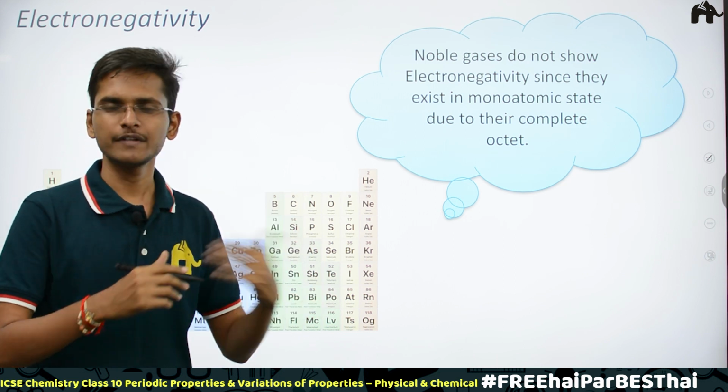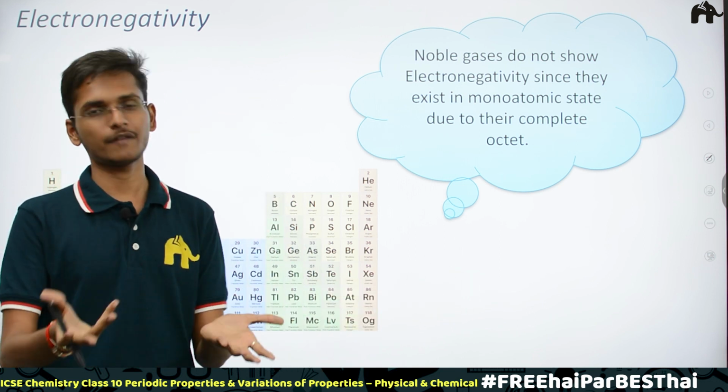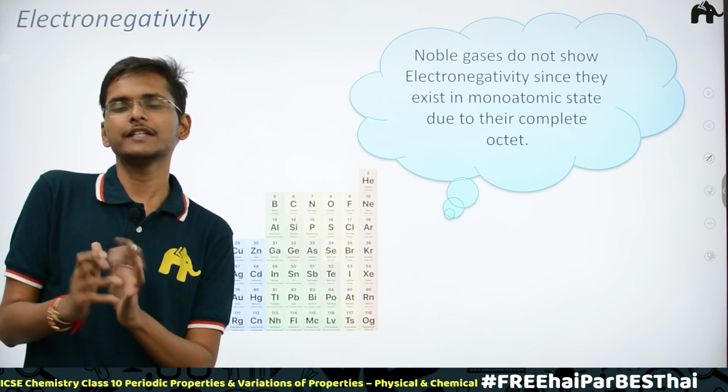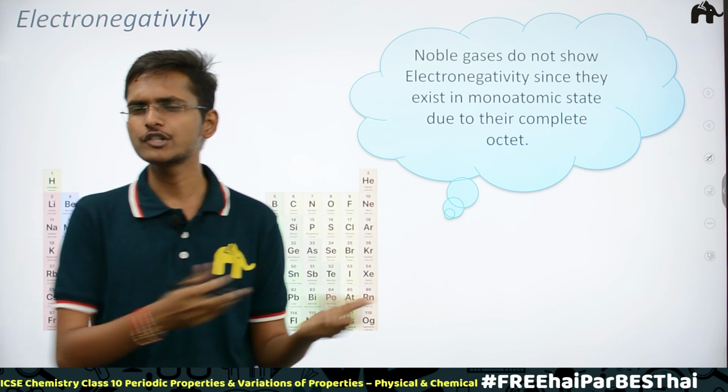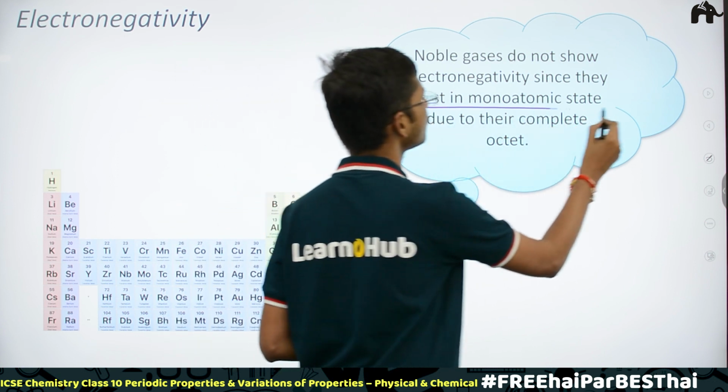Okay, till now we haven't discussed the electronegativity of noble gases, right? Now why is this so? Because they actually do not have electronegativity. And why don't they have electronegativity? Why don't they have the tendency to attract the shared pair of electrons? The reason is very simple. They exist in monoatomic state.